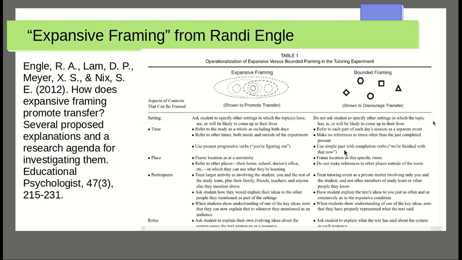Or another one that just popped into my mind that I've been known to say in the classroom is "we've covered that," or something like that. Place is another example. What they did in the study is they framed location as at a university, and that was expansive. Bounded in this particular case was they would frame the location as at this specific room. And so just different things like that would make a difference, they thought, and they found that it did make a difference in transfer.